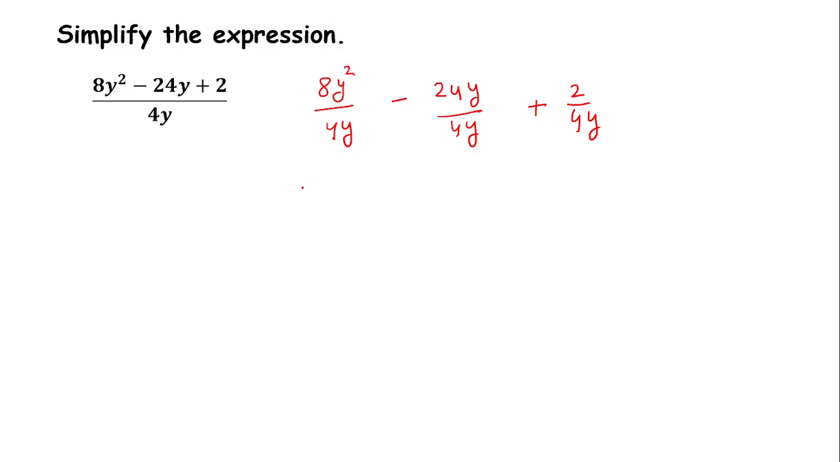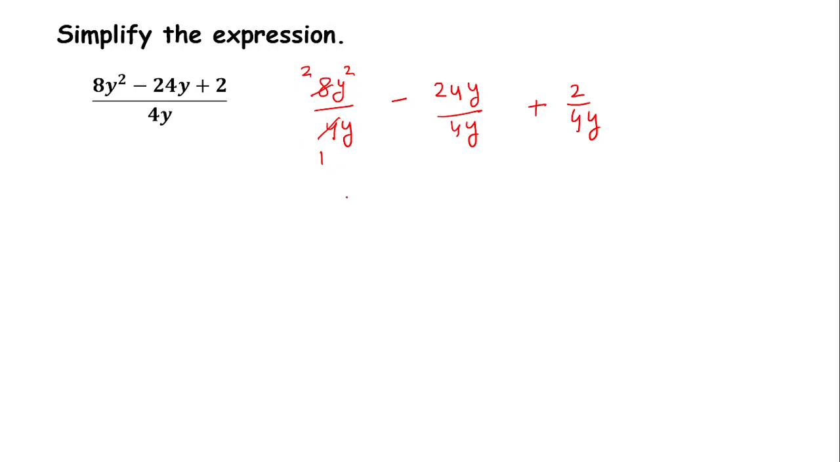Now, my dear, what is the next step? This 8 and 4 are both divisible by 4. So 4 times 1 is 4 and 4 times 2 is 8. We have y square left here.